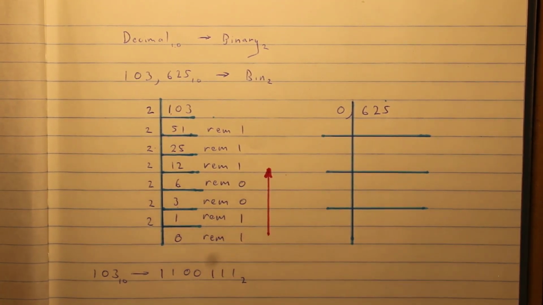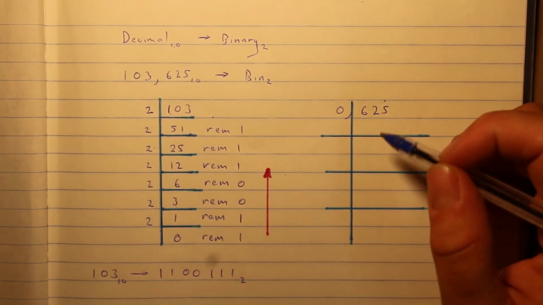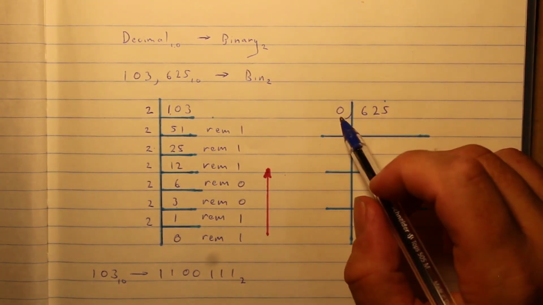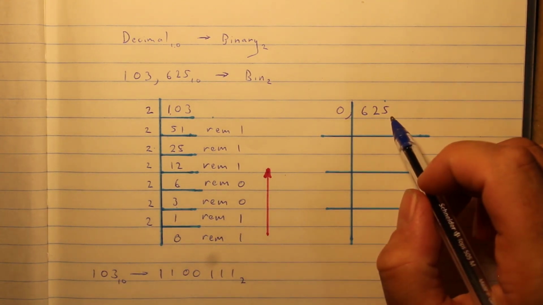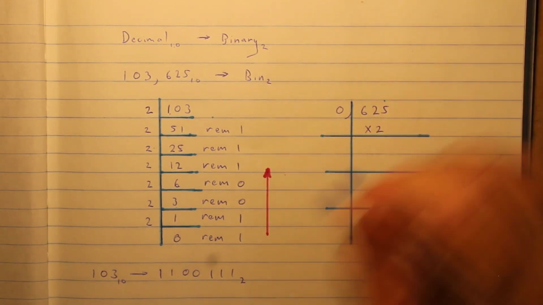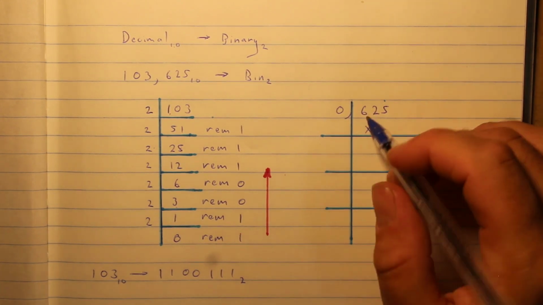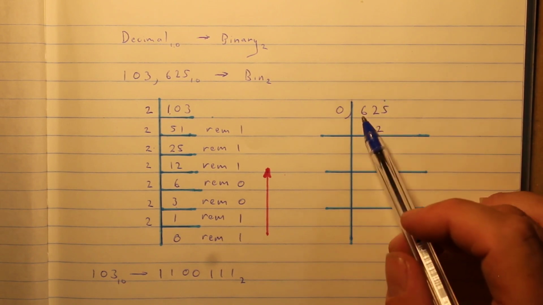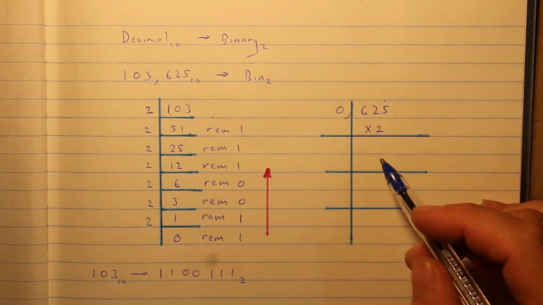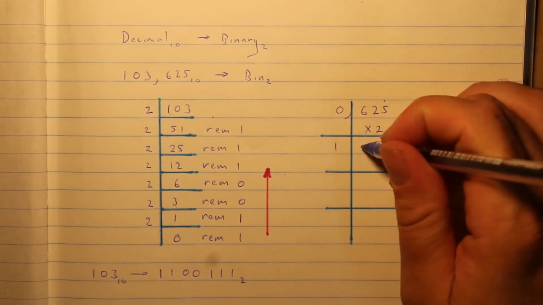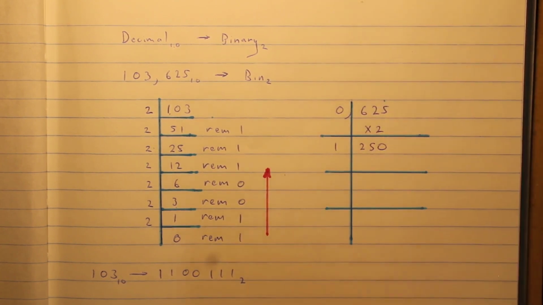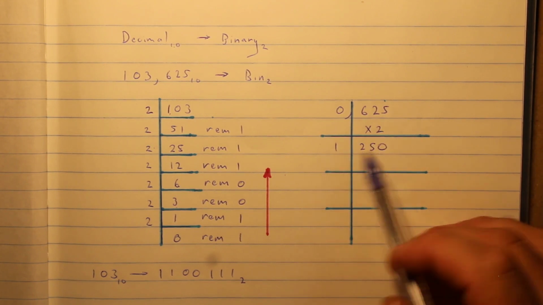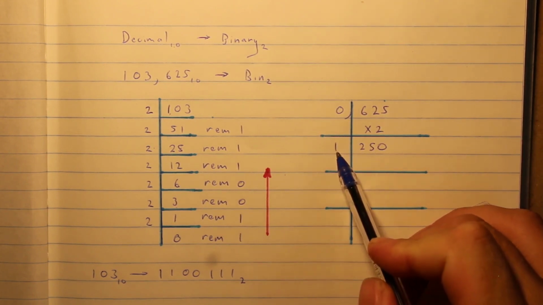Then the fractional part. The fractional part is also very easy, but instead of dividing by 2, we're going to multiply by 2. I've written down 0.625, and I'm going to multiply by 2, multiplying the number in this column. So 625 times 2 gives us 1,250. You can see the 3-digit number has become a 4-digit number. That's why we put the 1 on this side of the column.